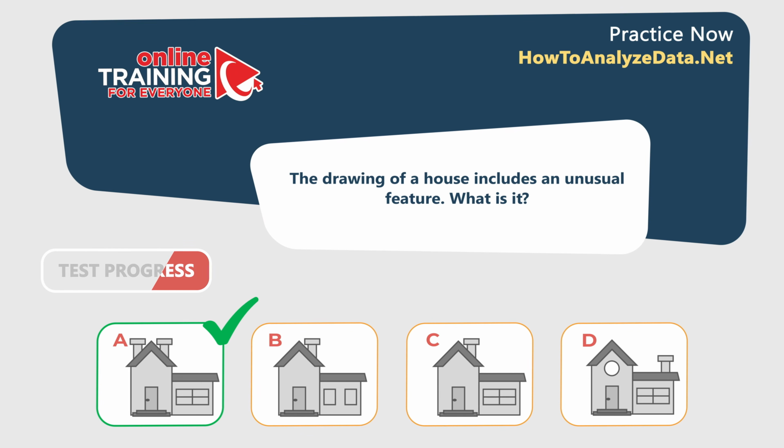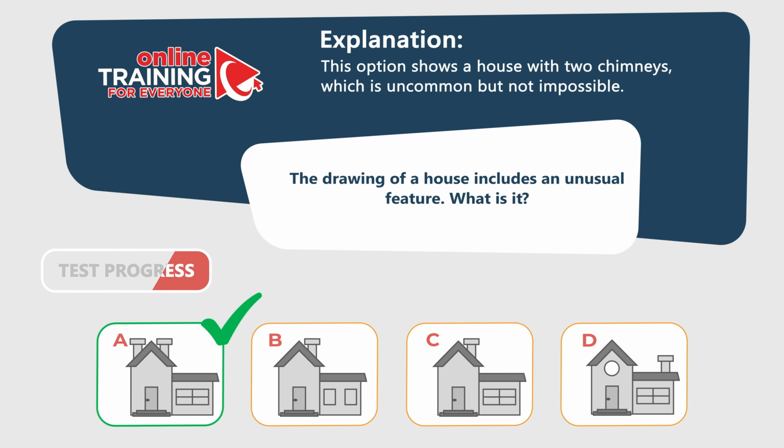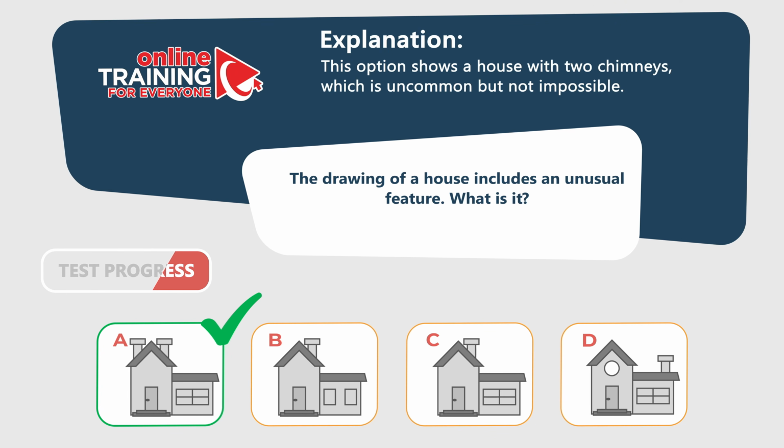The correct answer is choice A, and here's why. This option shows a house with 2 chimneys, which is uncommon but not impossible.